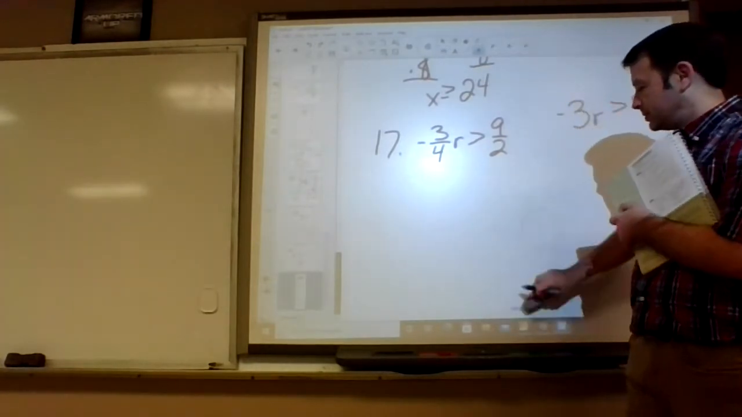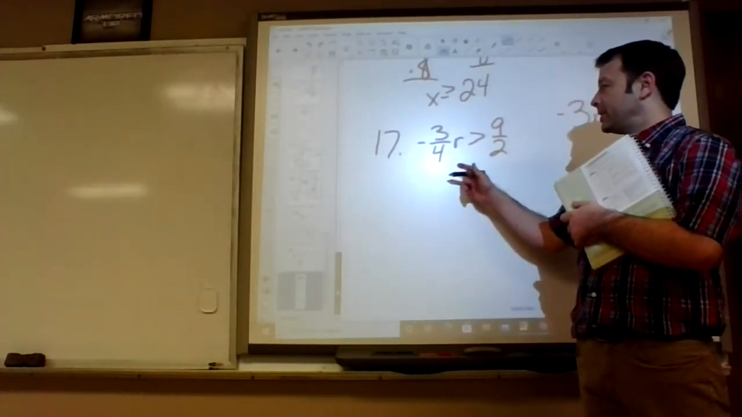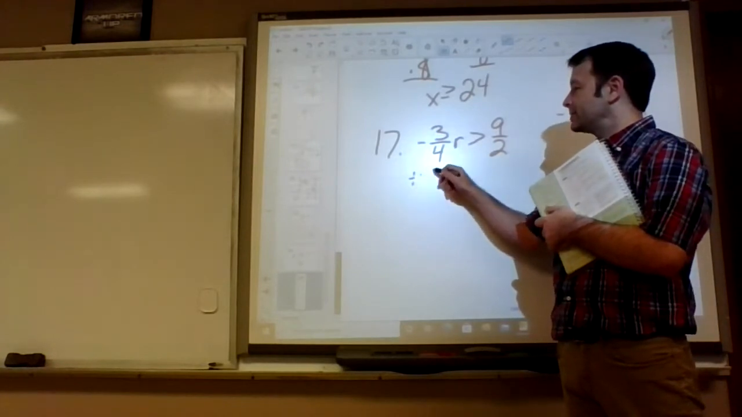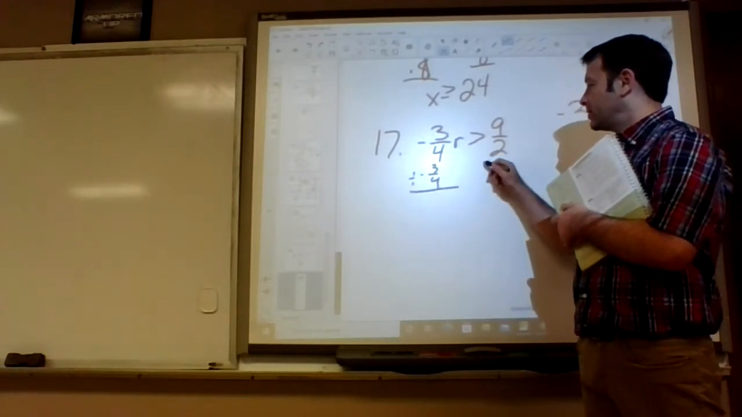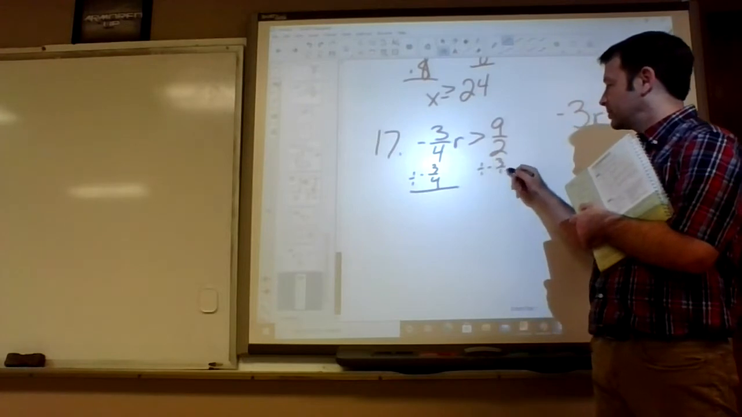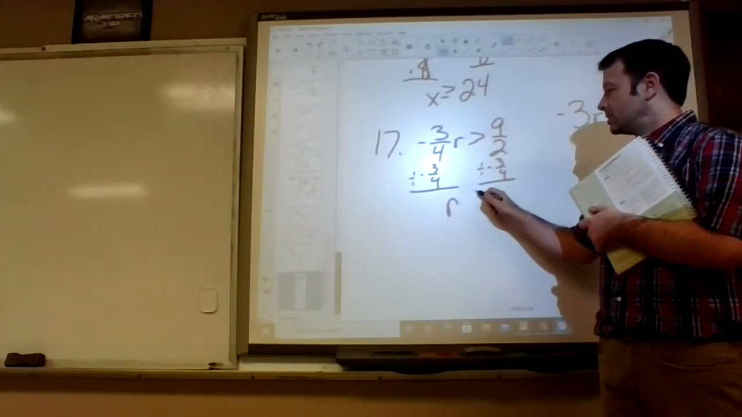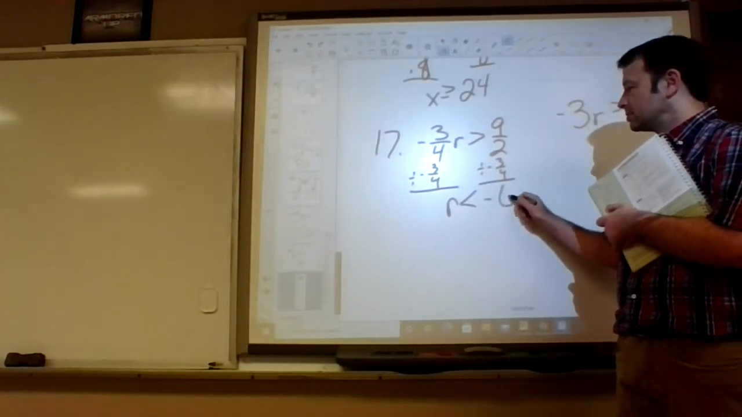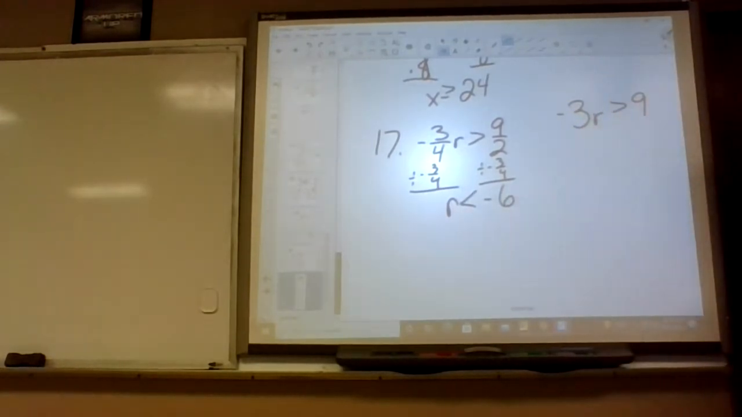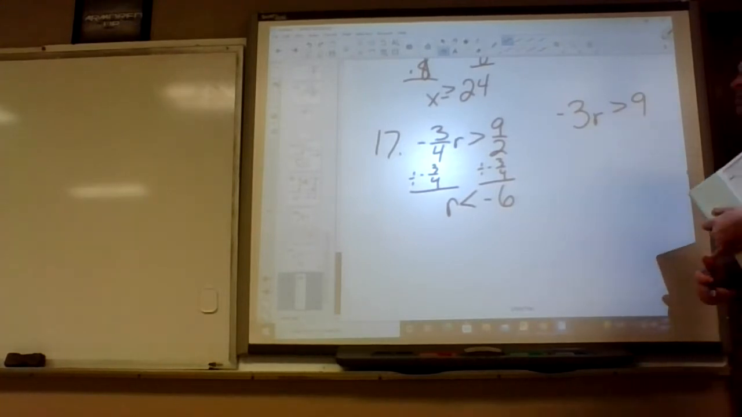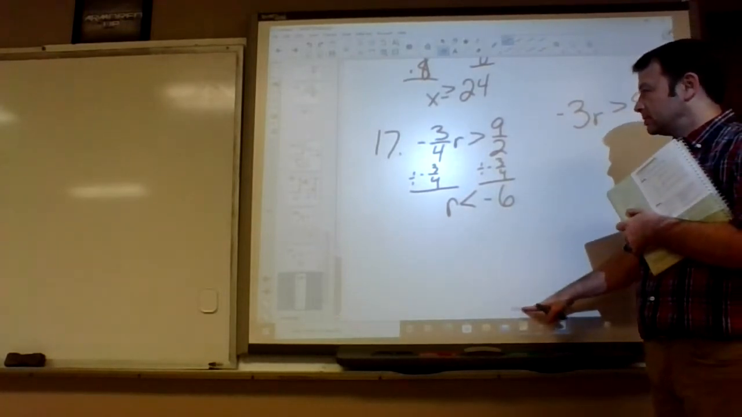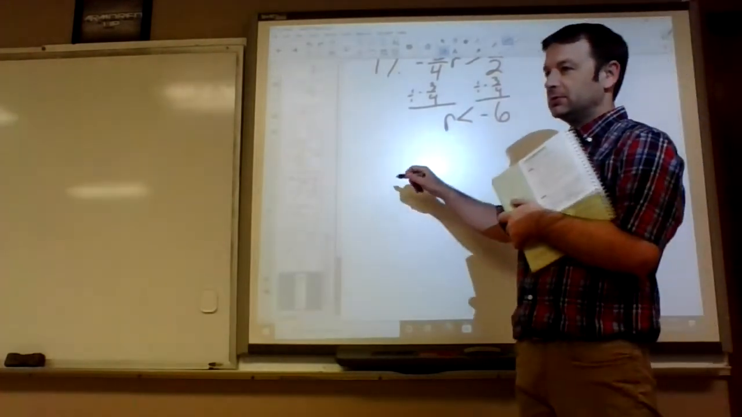Okay, hold on. I just showed how we got the answer by hand. R is less than negative 6. I'm gonna go back and write it correctly. Is the inequality switched? Yes. R is smaller than negative 6, less than negative 6. So that means it's like negative 7, or it could be negative 6.1, or negative 6.000000000.